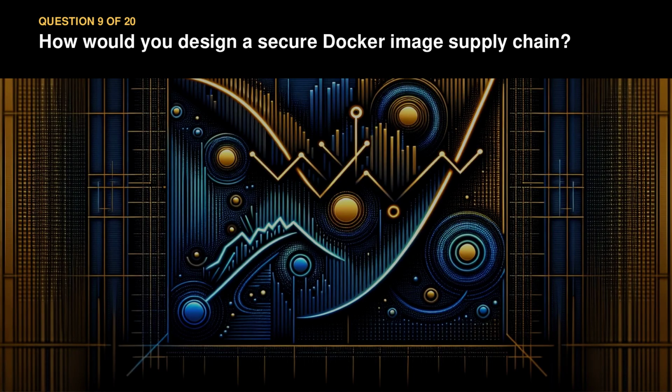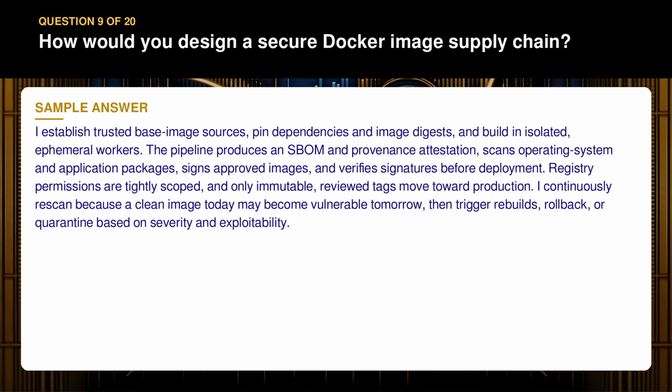Question 9. How would you design a secure Docker image supply chain? I establish trusted base image sources, pin dependencies and image digests, and build in isolated, ephemeral workers. The pipeline produces an SBOM and provenance attestation, scans operating system and application packages, signs approved images, and verifies signatures before deployment.